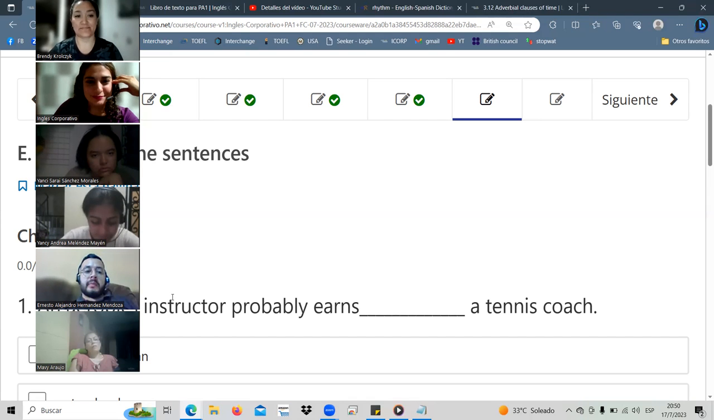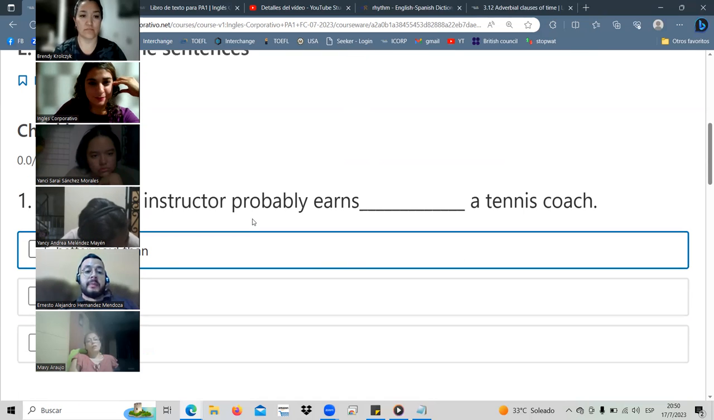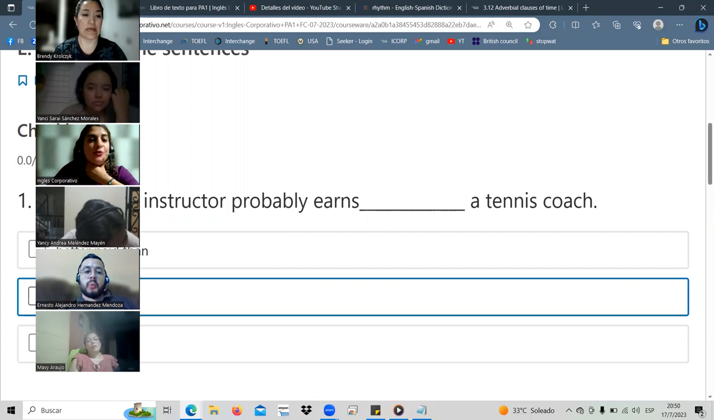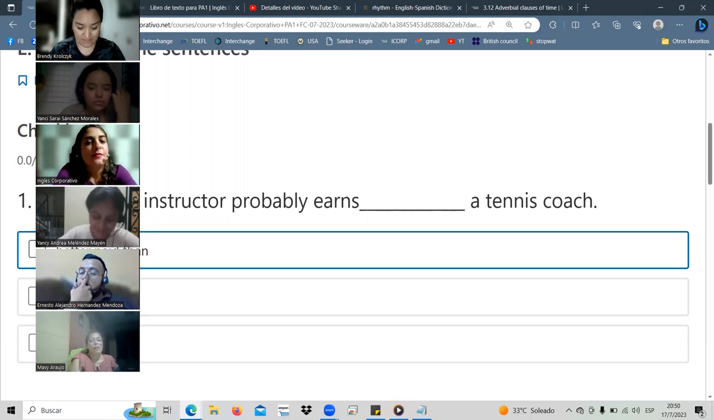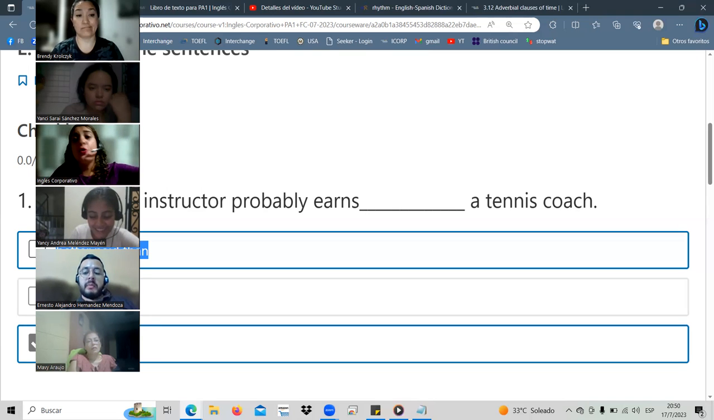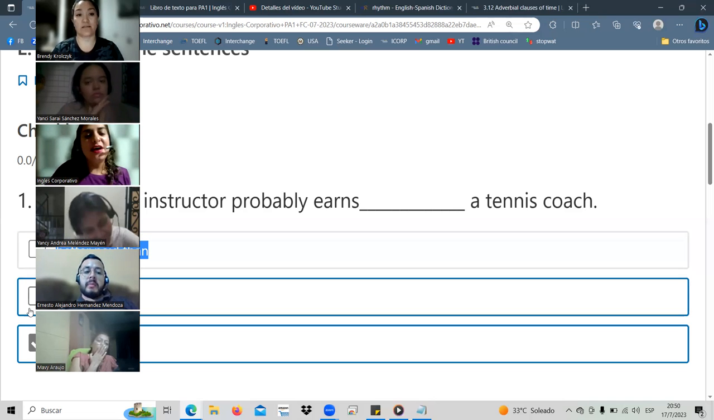An aerobics instructor probably earns better paid than a tennis coach. Of course. Okay. As much as, please. As much as a tennis coach. A mí me suena correcta también, pero también sería esta, como puede ganar tanto como un tennis coach. Ustedes ya saben la respuesta. Okay?